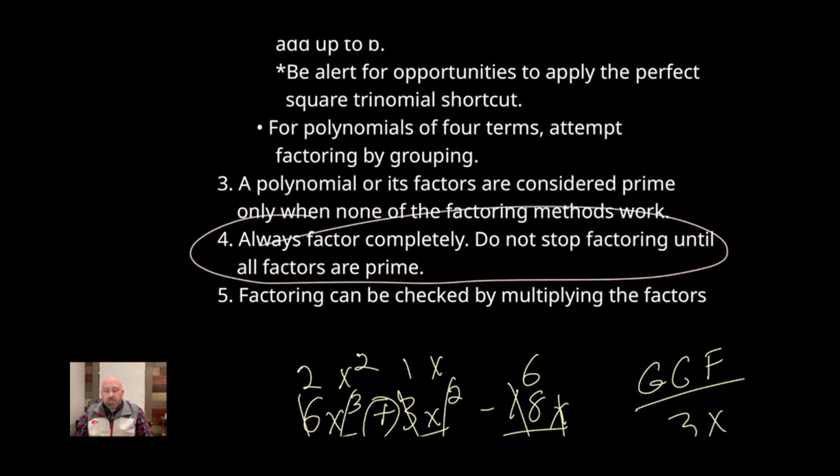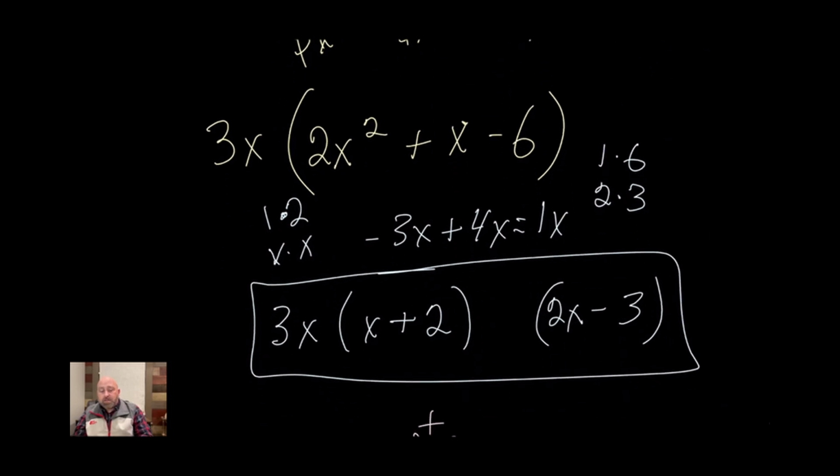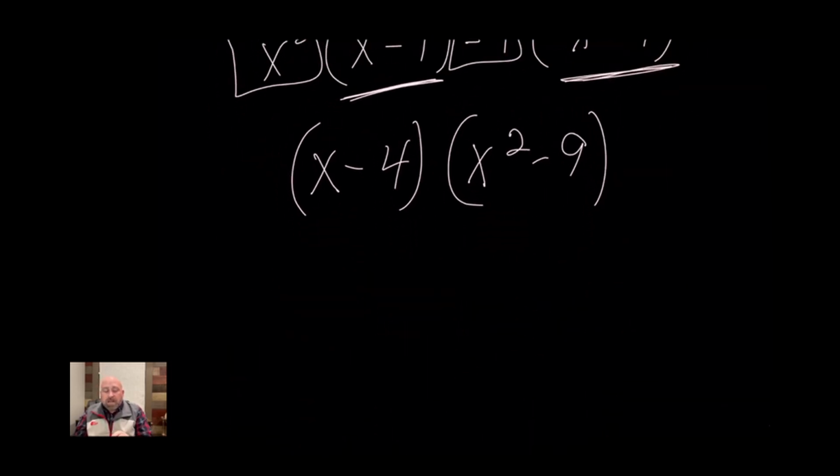Always factor completely. Do not stop factoring until all factors are prime. Well, guess what? We need to look at these and say, is this prime right here? And the answer is yes, that is actually prime, x plus 4. Then we look at this one and say x squared minus 9. X squared should be a sign to say that maybe it is not prime. Let's look into that. What do we have? X squared is a square. And 9 is a square, right? So x times x and 3 times 3. Okay? And then we have a difference. What we have here is a difference of two squares.